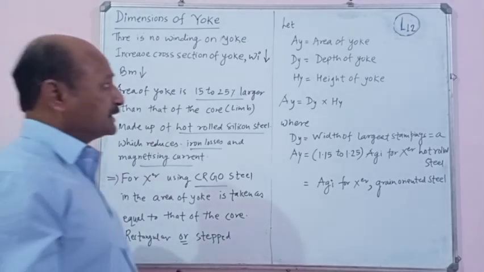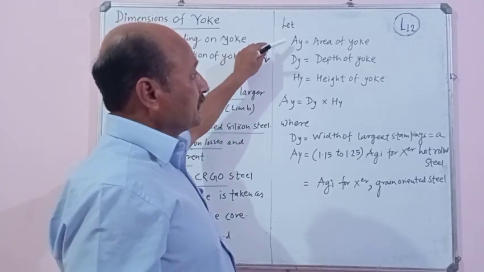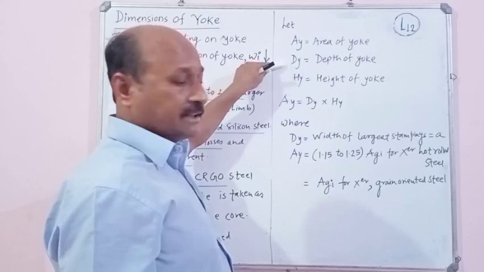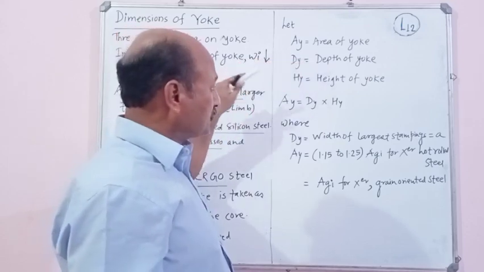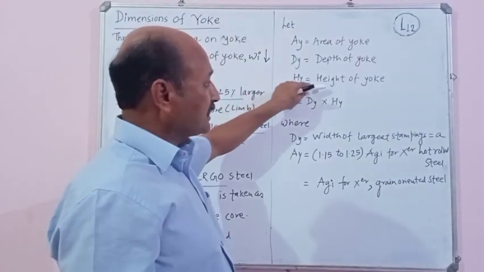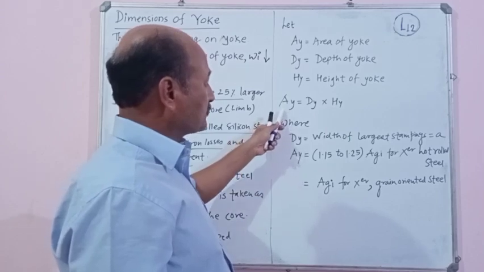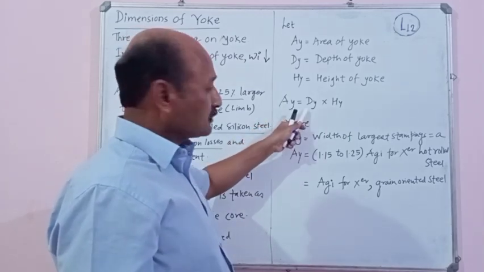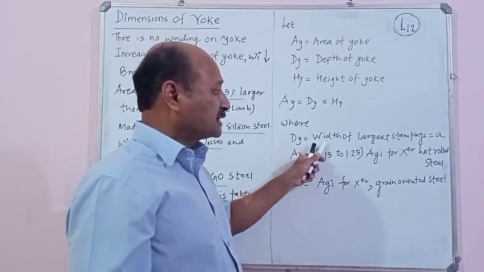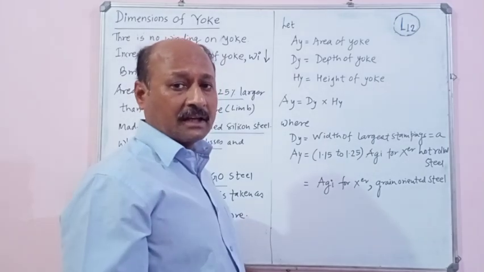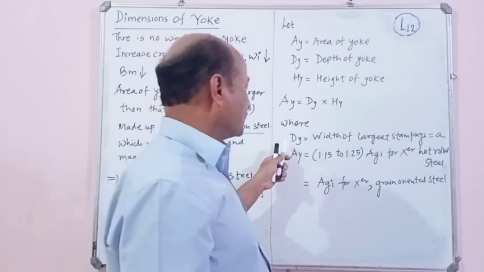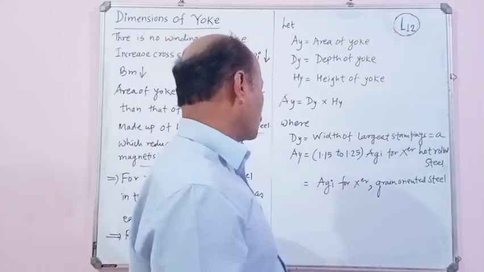So we assume that capital A suffix small y is the area of the yoke, capital D suffix small y is the depth of the yoke, and capital H suffix y is the height of the yoke. The area of the yoke is given by the depth of the yoke multiplied by the height of the yoke, where Dy is the width of the largest stamping, which is abbreviated by a small a.